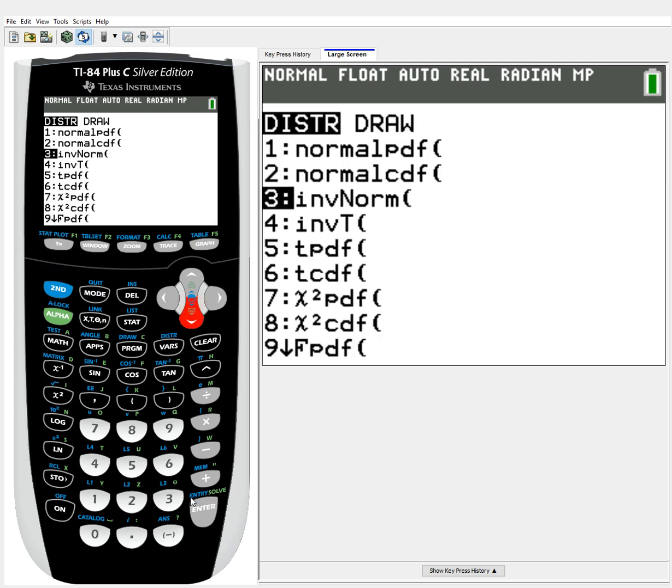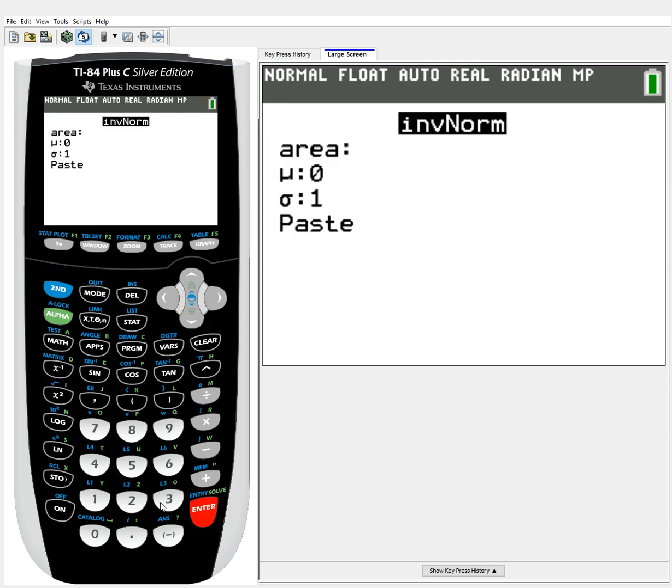Let's go to inverse norm. Area of 0.35, so whatever z-score means that 0.35 or 35% is less than that. Again, it should be somewhere between 0 and -1. And I have mu and sigma.